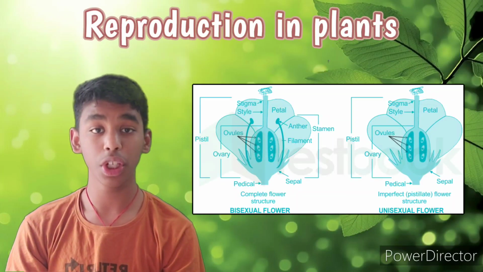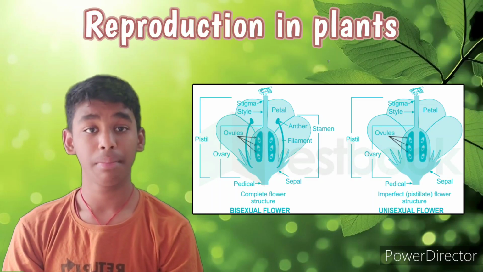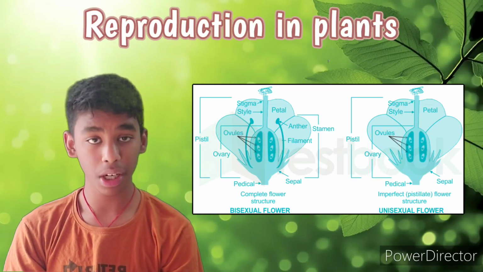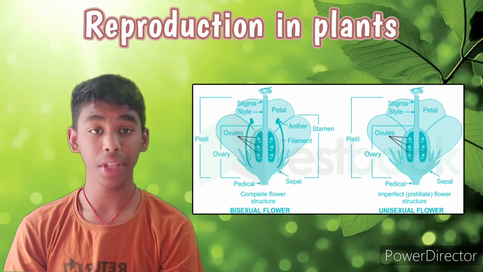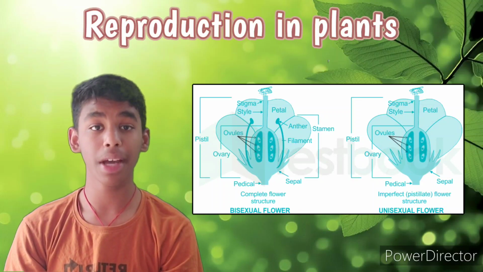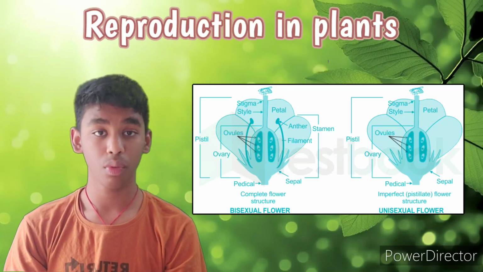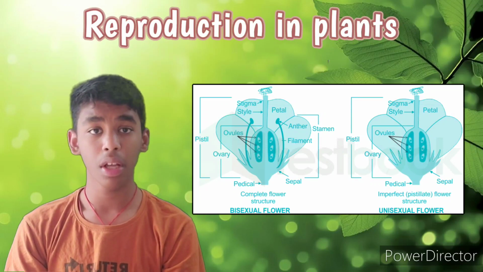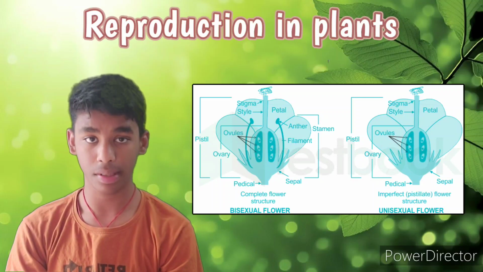Then further on, there are two types of flowers, which are bisexual flowers and unisexual flowers. Bisexual flowers are the flowers which have both the male reproductive part and the female reproductive part. For example, the hibiscus and the datura are good examples of the bisexual flower. While coming to the unisexual flowers, these are the flowers which only have one reproductive part. It can be the male or the female. So for example, like bottle gourd, these flowers only have three parts.